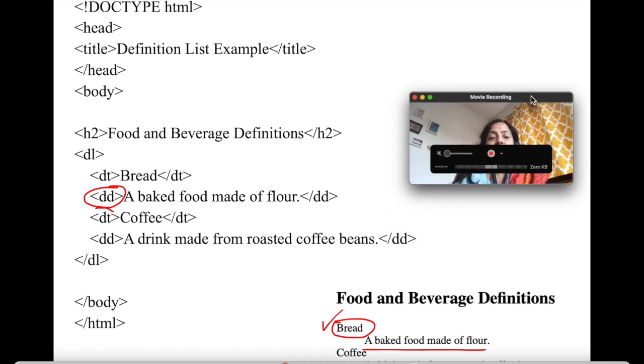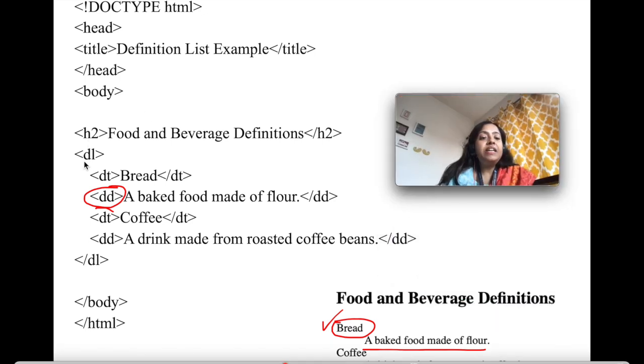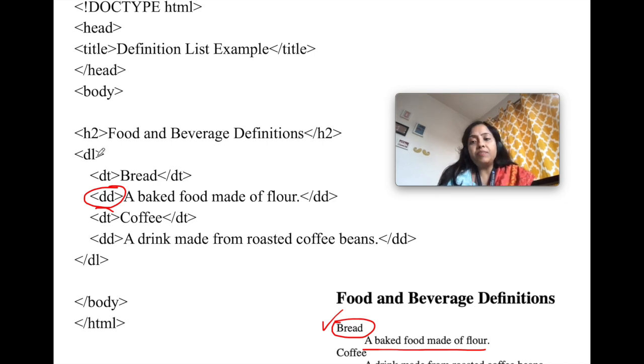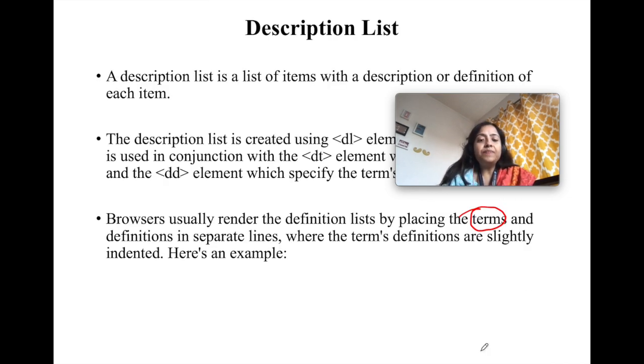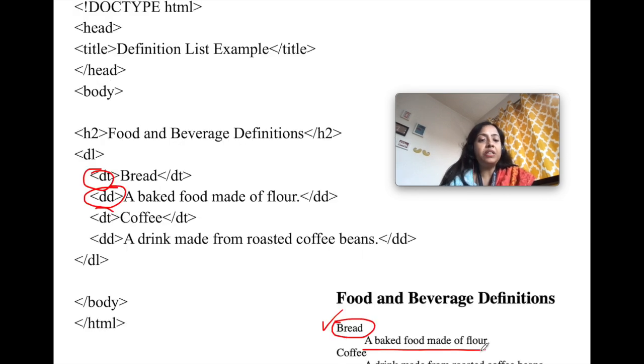So how do we write that here? We wrote DL. What is this DL? This is a definition list. So we saw three types of list: unordered list, ordered list, and definition list. For unordered list, the tag is UL. For ordered list, the tag is OL. For definition list, the tag is DL. Inside DL, we saw DT, that is the definition term, that is bread here. And then DD, which will be slightly indented to the right hand side, that is the description of that particular term.